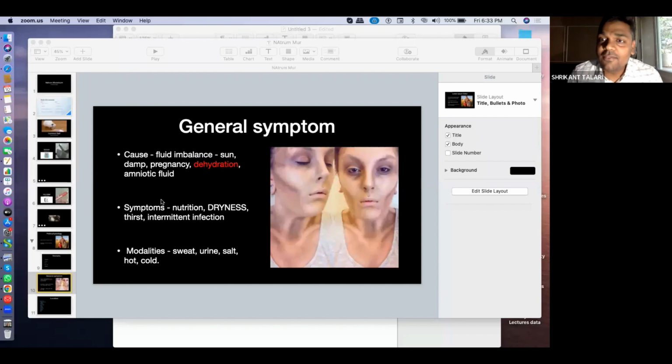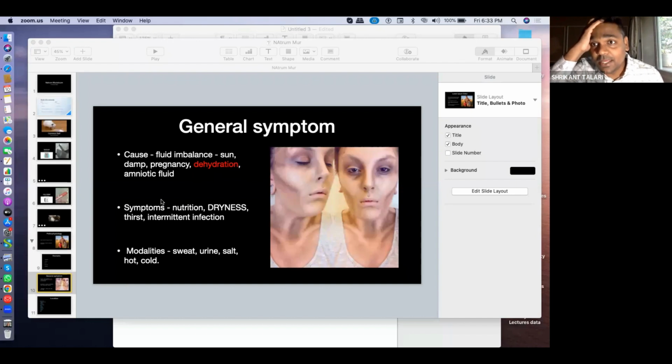Dehydration. I went in the sun, it was too hot. I got dehydrated. I couldn't get water. And then I developed headaches. This is Natrum headache. I cannot tolerate the heat of the sun because in the heat of the sun, I think everything is drying up. I start feeling thirsty. I want to drink a lot of water. Somehow I don't get water and then the headache begins. Get this?